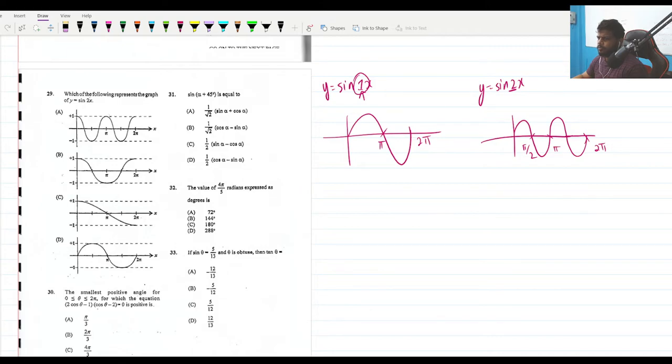None of them. It passes through pi and goes to 2 pi. Nope. So it makes 1 revolution in pi. Let me see if anyone makes 1 revolution in pi. None of them make 1 revolution in pi. This is interesting. Let me just check something here. Y is equal to sine 2x. Let me draw that, to see if I'm making a little boo-boo.